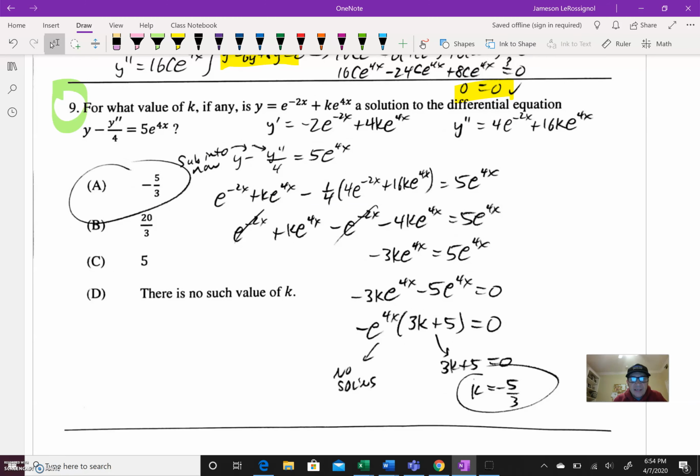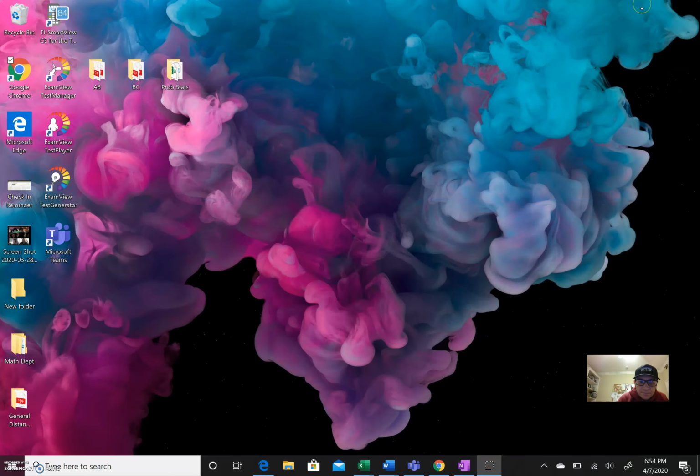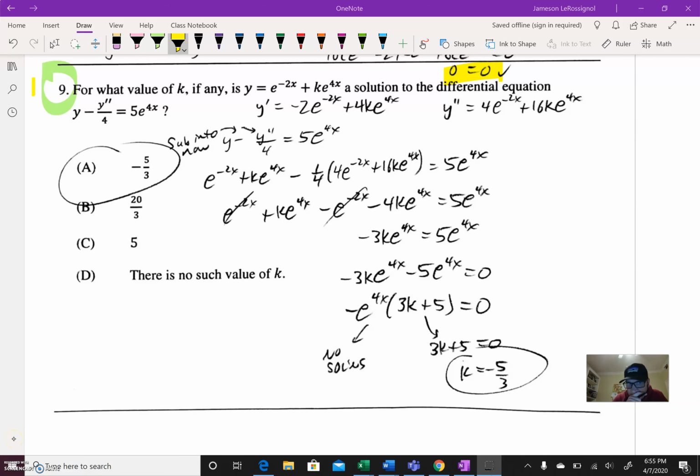All right, number 9, let's see, what are we looking for? We're looking for a k value this time. So we're going to solve for k. Let me shrink that down for a quick second. All right, so for this number 9, it's similar to what we did before. We're still looking for a value of k, kind of like in number 6.